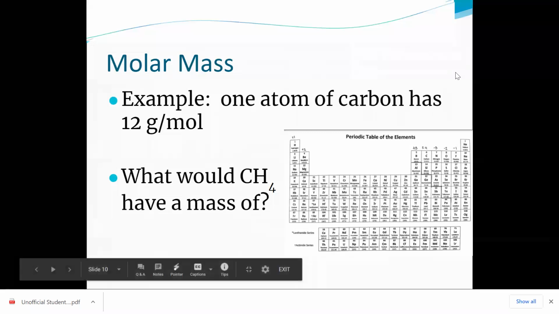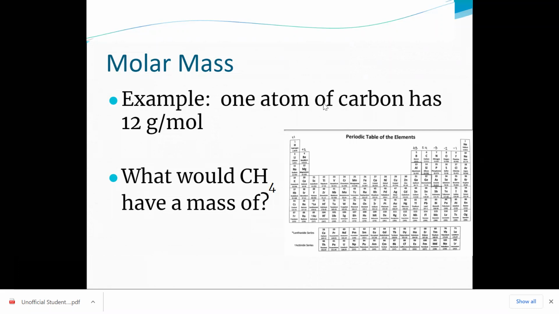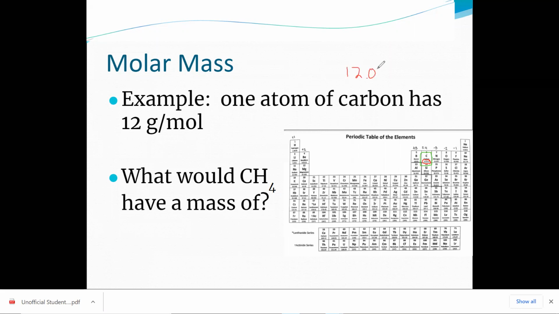Now, if we look at the periodic table, I know it's kind of small, but you'll still get the idea, and you can look at your own periodic table as I go along. If I want to know how much 1 atom of carbon weighs, I would find carbon, and then look at the tiny number underneath carbon, and that is carbon's atomic mass, okay? So we know that 1 atom of carbon is 12.011 atomic mass units. Okay, so that's 1 atom.